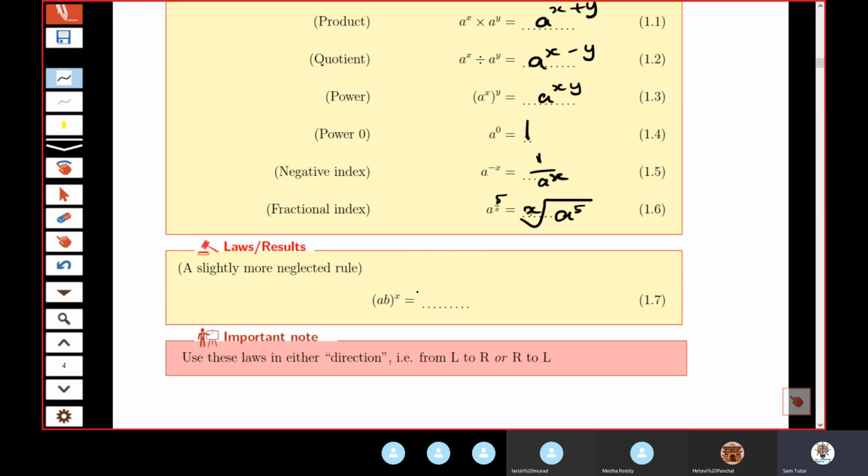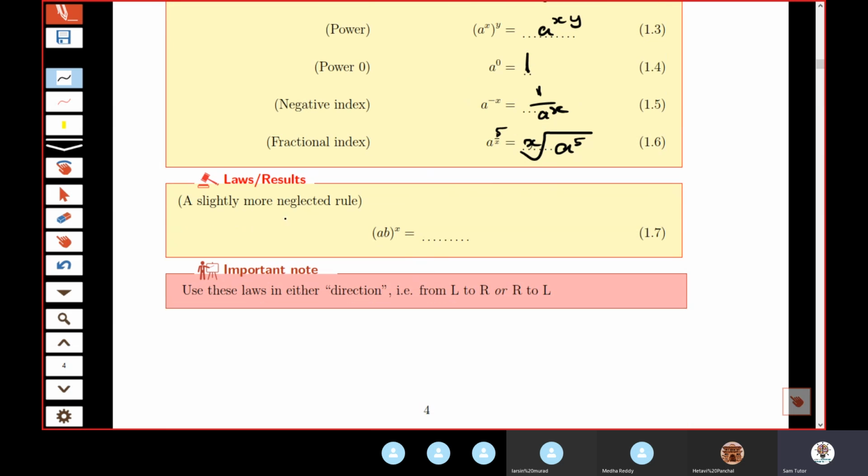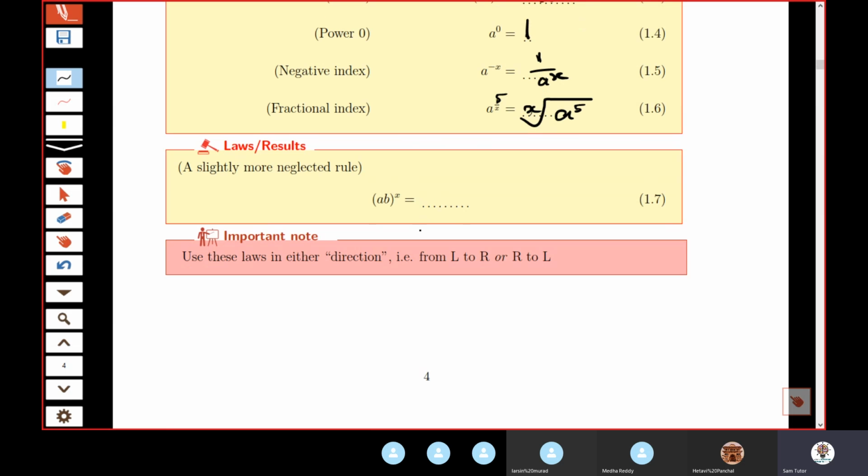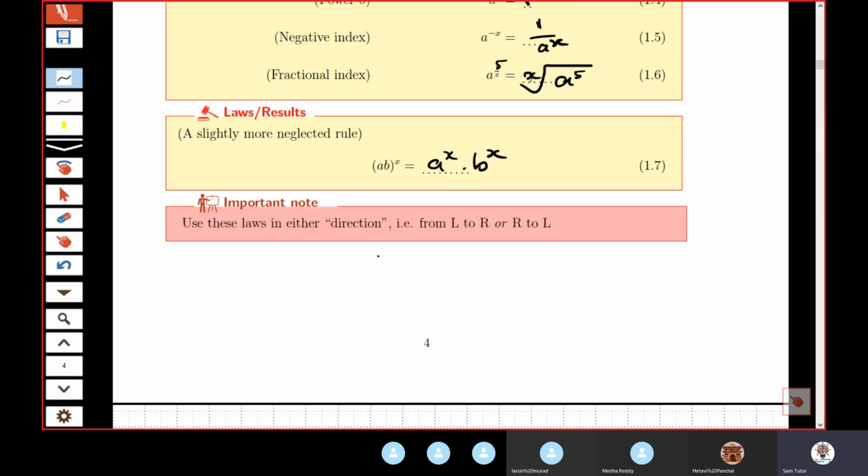Okay, a slightly more neglected rule, and I think this should be a part of the rule. If you've got two terms that are multiplied to the power of x, you can actually write each term to the power of x. Now, I think most of us get that. The problem is we just don't know how to apply it. So if I've got a question that says 6 to the power of x, well, that actually is the same as 2 to the power of x times 3 to the power of x.